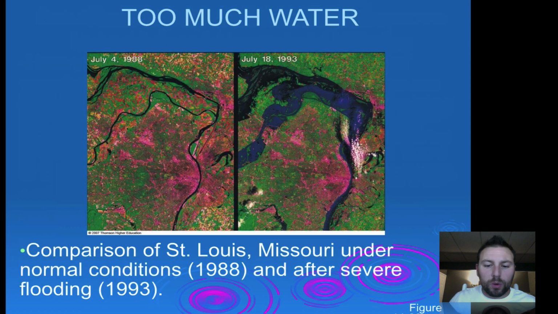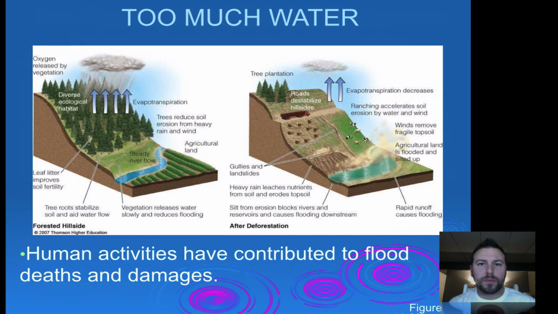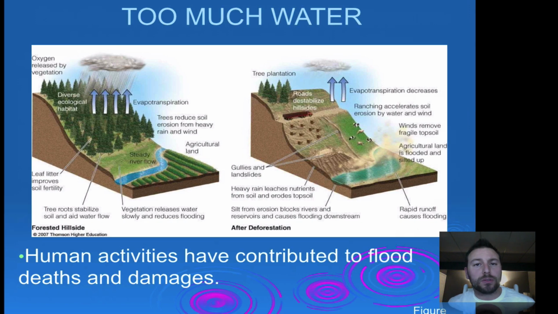Okay, here we're looking at St. Louis in Missouri, under normal conditions, and then basically if there's severe flooding. So like I mentioned, too much water, not necessarily a good thing, and especially what we have done with our landscape, basically to the point where we've destabilized it. How? By removing trees and plants that would help hold that soil in place. Now it rains and it's able to move, like you can see in this right-hand picture.